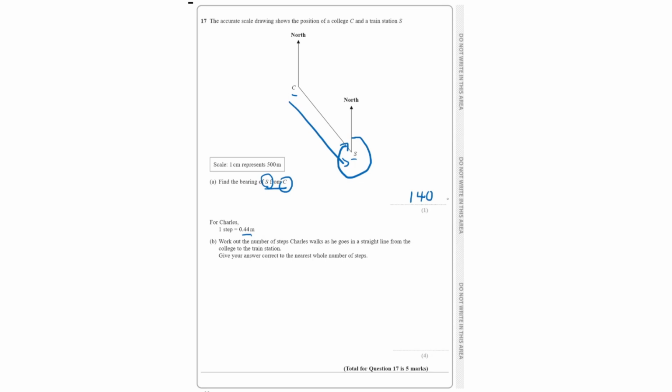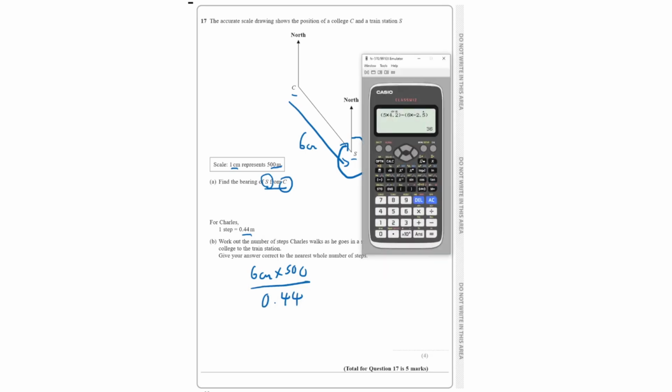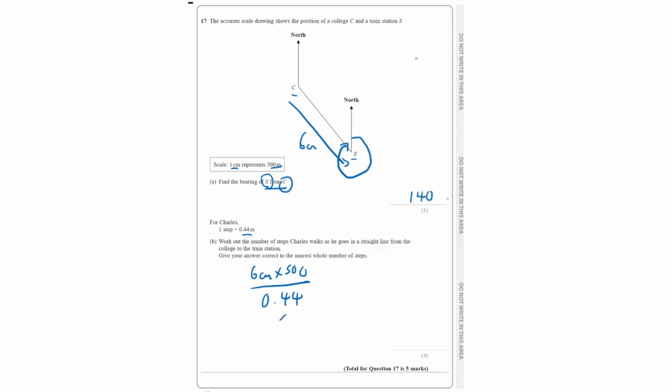So here we can see that 1 centimeter represents 500 meters. And I measured this to be 6 centimeters. So we simply multiply 6 centimeters times 500. And we divide by 0.44 to find the number of steps. And we can put this into calculator to find our answer. 6 times 500 divided by 0.44, we get 6,818.18.